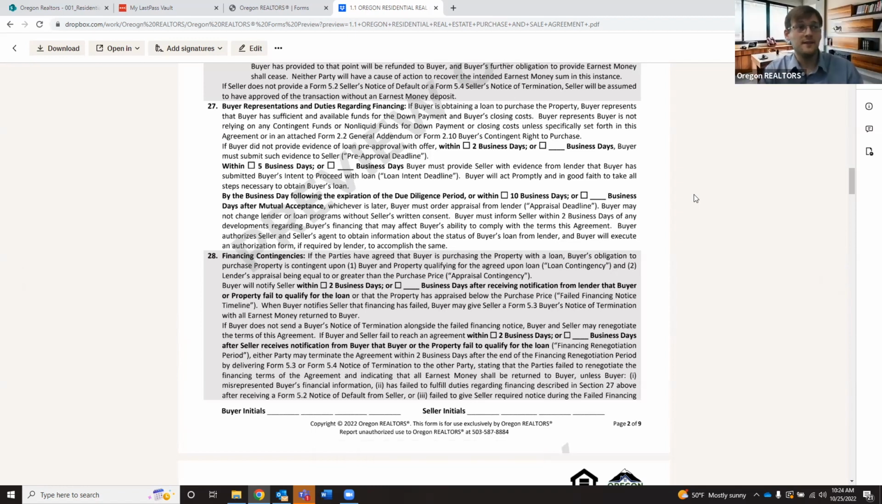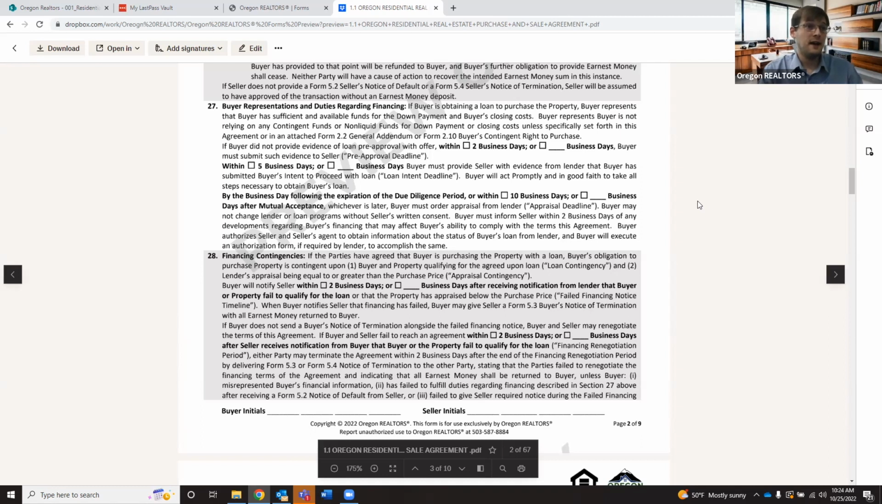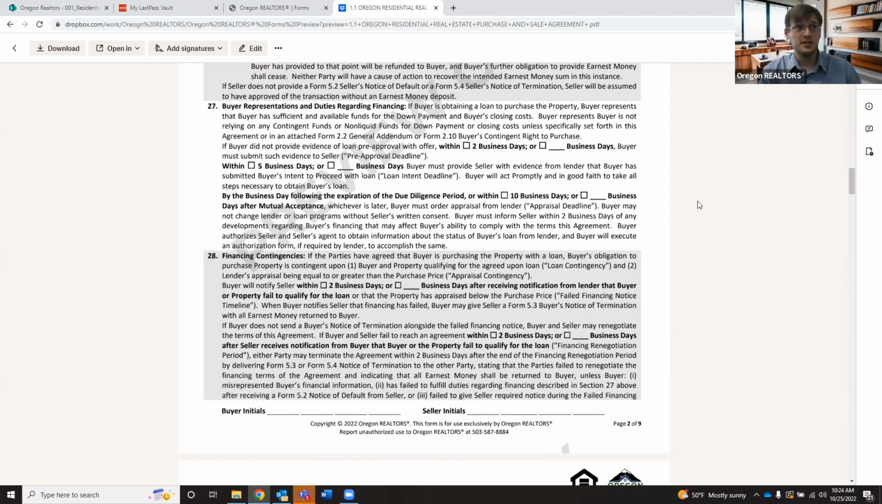Yeah, so section 27 is for financing. Section 30 is for the due diligence period. The financing thing, that following the expiration of the due diligence period, that's based on when you get your appraisal.